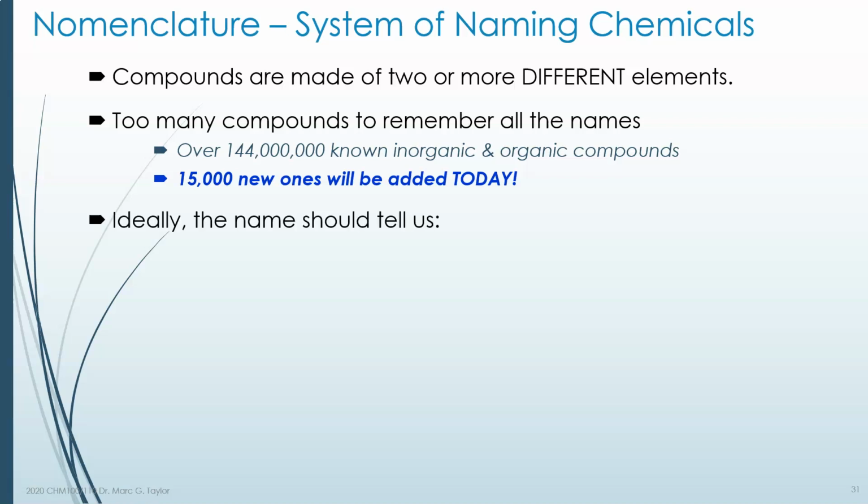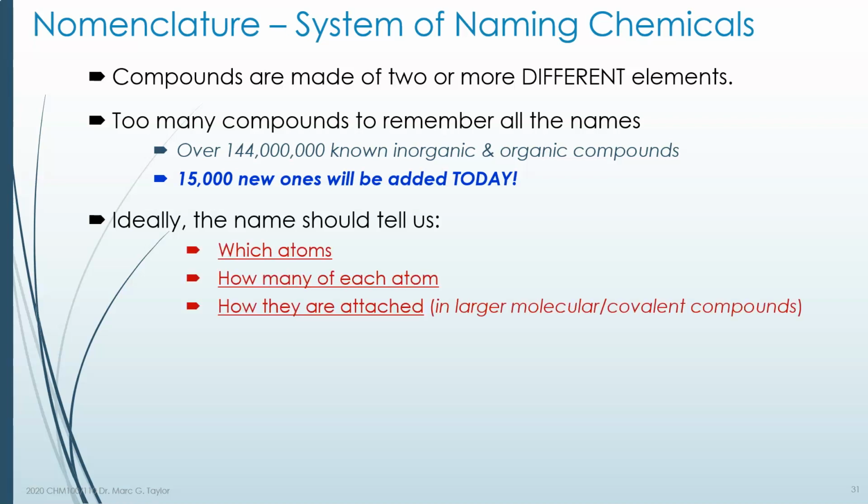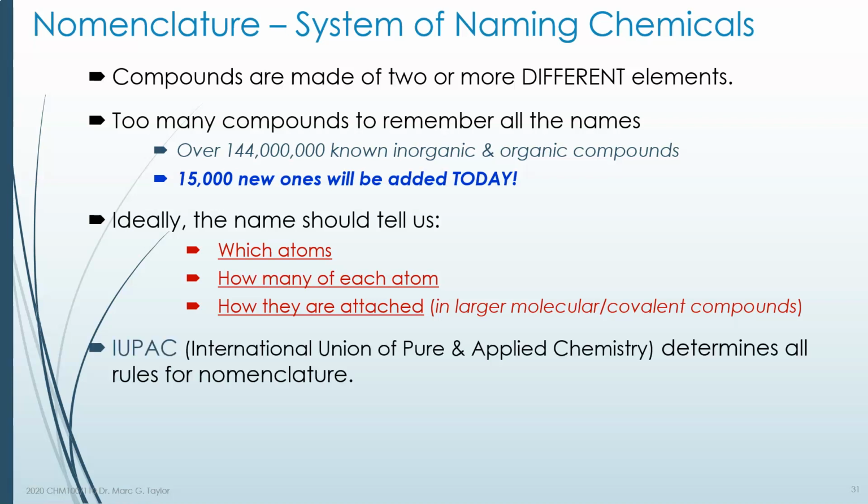So ideally, you want a name or a method of naming that will tell you how many atoms, how many of each atom, and how they're attached if necessary. And this only becomes important when we're talking about larger, more complex molecular or covalent compounds.